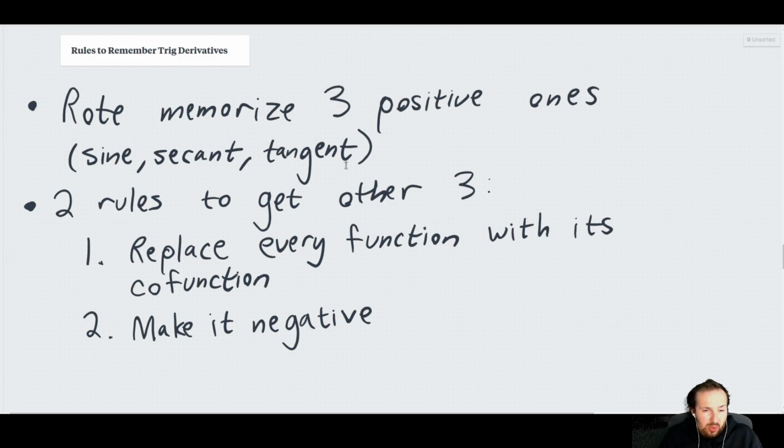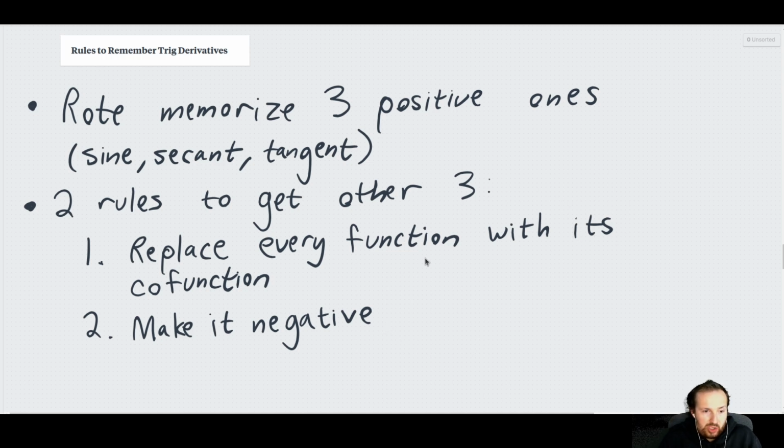So now that you understand how to find cofunctions, these are the rules you need to get half of the trig derivatives, assuming you already understand the other half, or you've remembered or memorized the other half. So basically, we memorize the first 3, and then you can do these 2 rules. Rule number 1 is replace every function with its cofunction, and then make it negative. Those are the only 2 rules you need.